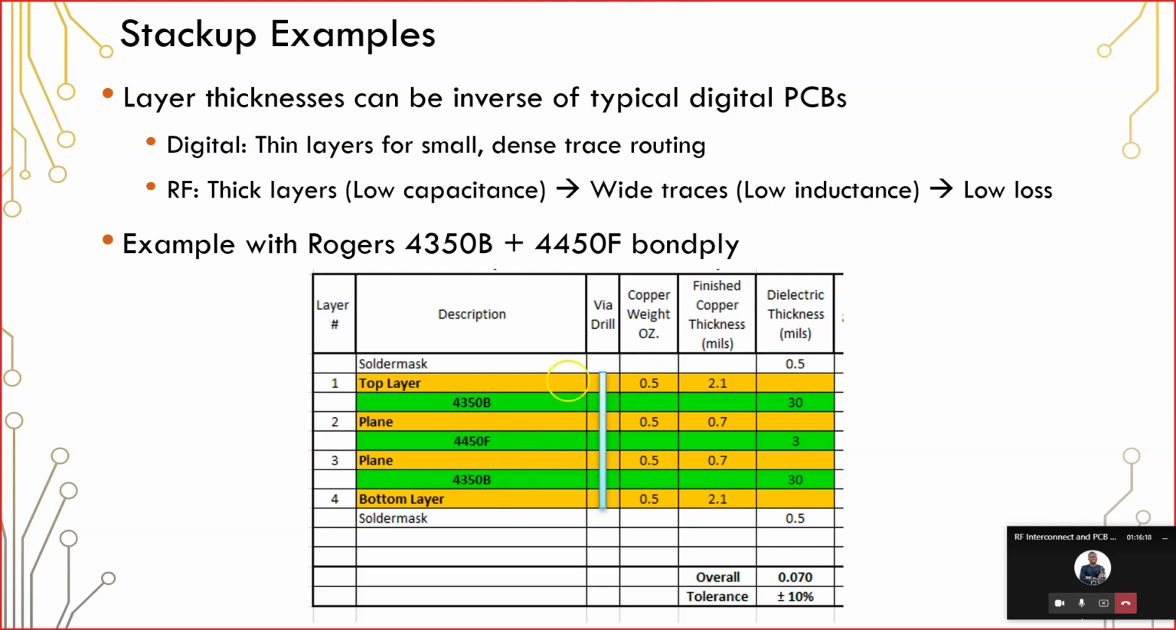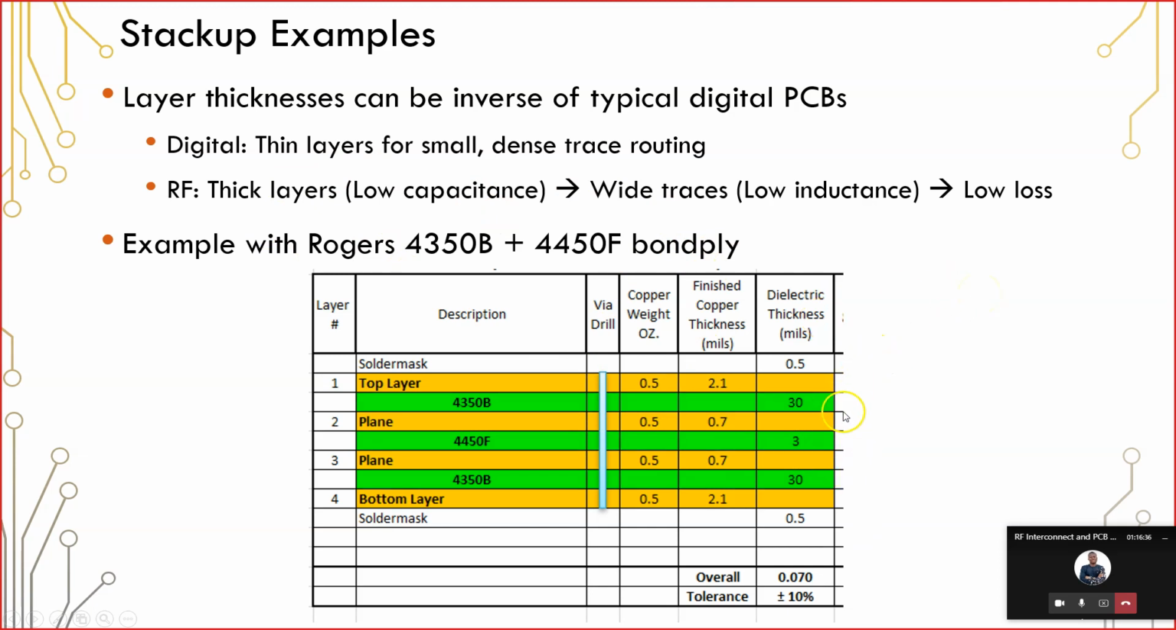Because if you were doing a digital 4-layer board, you wouldn't have a thick dielectric here on the outer layer. You'd actually have a thinner dielectric here on the outer layer, and then the central dielectric would be very thick. So this is just an example of that type of stack-up that you can use for RF.